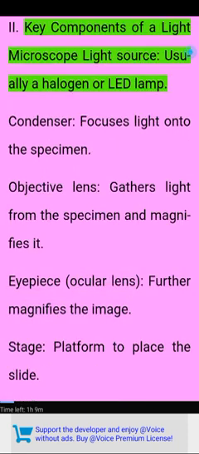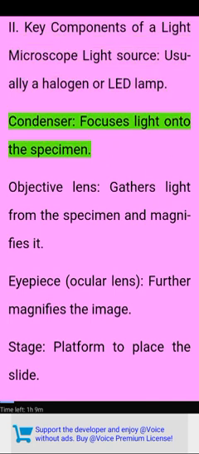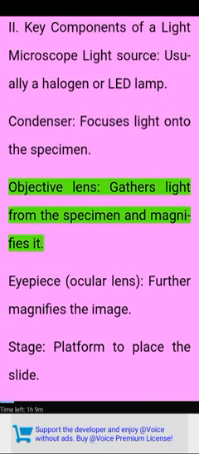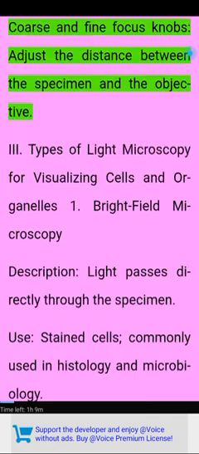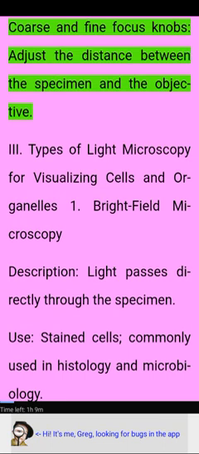2. Key components of a light microscope: Light source, usually a halogen or LED lamp. Condenser, focuses light onto the specimen. Objective lens, gathers light from a specimen and magnifies it. Eyepiece, ocular lens, further magnifies the image. Stage, platform to place the slide. Coarse and fine focus knobs, adjust the distance between the specimen and the objective.